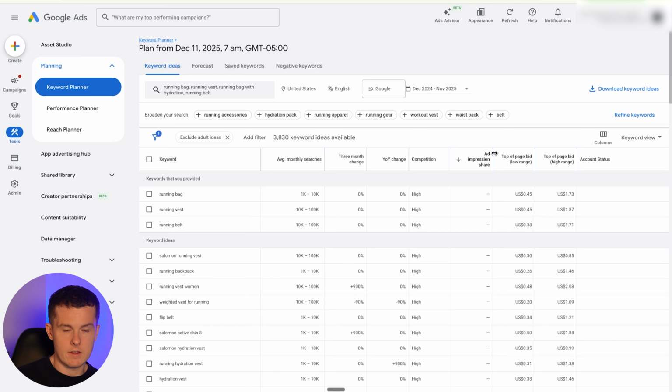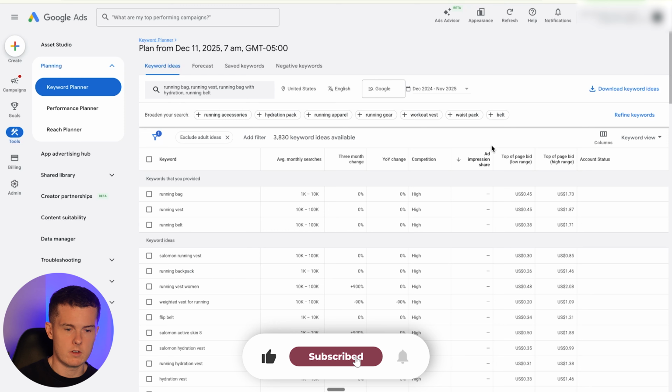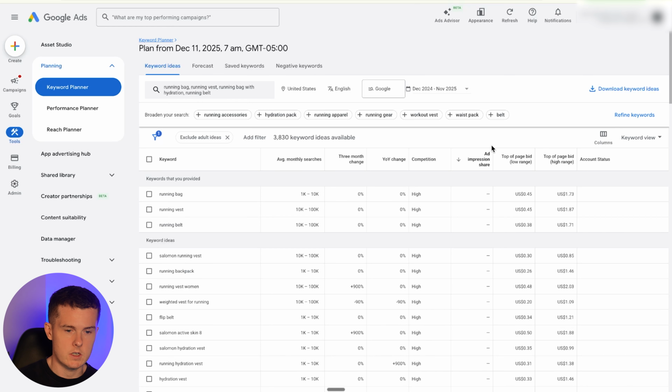Ad impression share then, if we were already running some of these keywords, Google would give us an indication of what percentage of the time we were actually serving for these keywords relative to how often we actually could. And then the top page bid, both the low and the high range, how much can we expect to be paying to serve at the top of the page? Generally, I estimate somewhere in the middle to be a reasonable starting point for this.